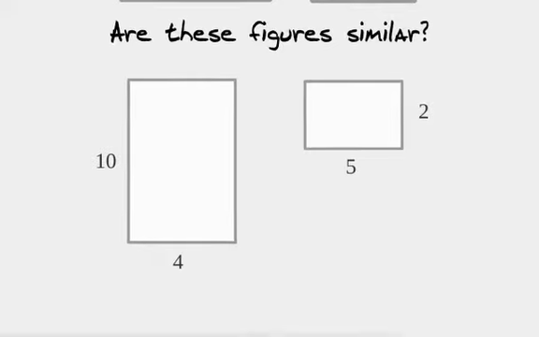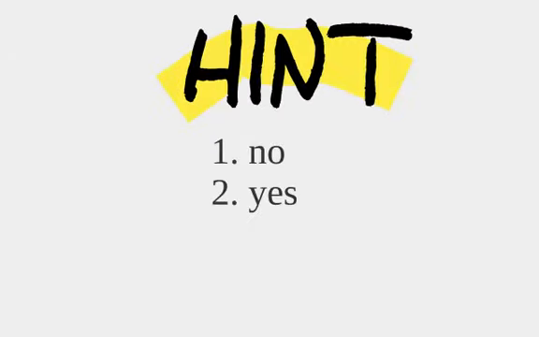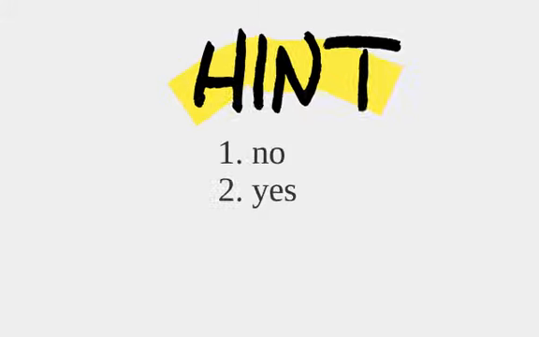All right, what about these guys? Notice this one's rotated. So the 5 corresponds to the 10, and the 2 corresponds to the 4. So how do you go from 2 to 4? Is it the same by going from 5 to 10? Now you can answer whether these are similar or not. So the first one wasn't, because it wasn't by the same factor, and the second one was, because you just multiplied it by 2.